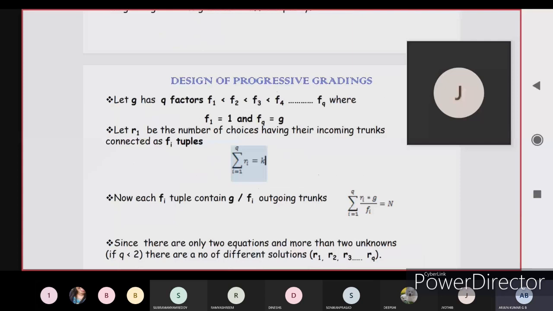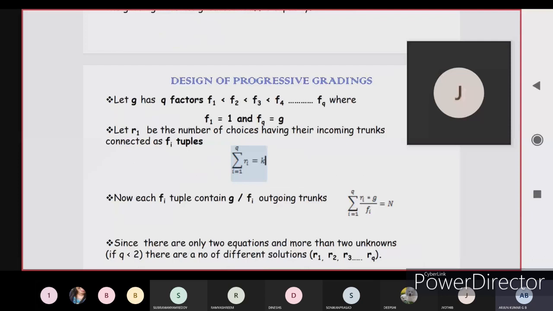Then let Ri be the number of choices having their incoming trunks connected as Fi tuples. Ri is the number of choices. How many choices should be connected to the incoming trunk? That is represented by the summation of i is equal to 1 to Q of Ri is equal to K. The factors run from 1 to Q, so the summation of i from 1 to Q of Ri is equal to K.